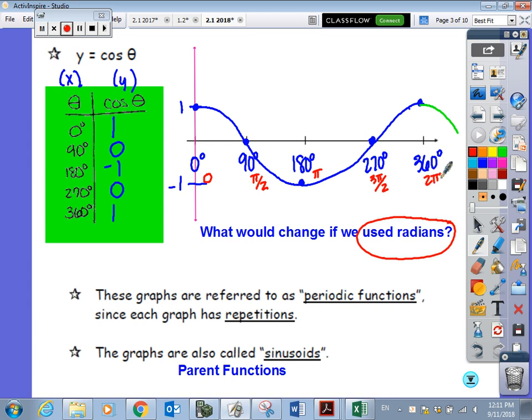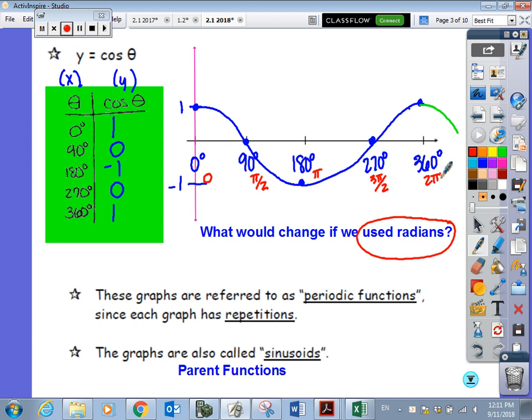Nothing else changes. The cosine of 0 is still 1. The cosine of pi over 2 is still 0. The cosine of pi is no different than the cosine of 180. It's still negative 1. So whether we're doing degrees or radians, it has no effect on the graph itself. It affects the x-axis. Doesn't affect the y-axis. The y-axis is just values. The y-axis is like the sides. The x-axis is either going to be in degrees or radians. Those are your only choices.